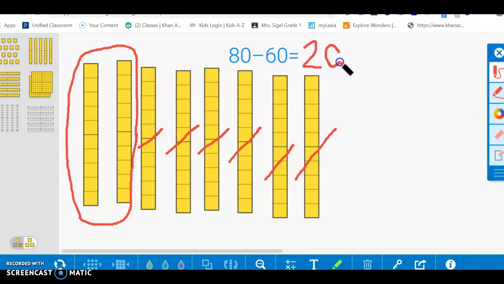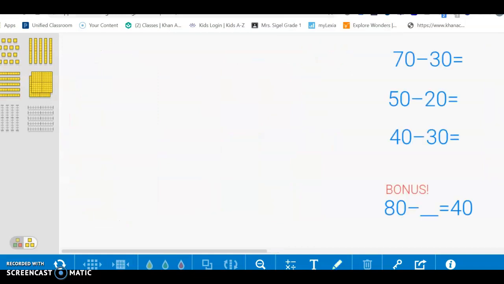Boys and girls, good job today. This was really tricky. When you go off to work today, I want you to be thinking about some numbers. This is what you're going to be working on. I want you to think about what 70 minus 30 is, 50 minus 20, and 40 minus 30.